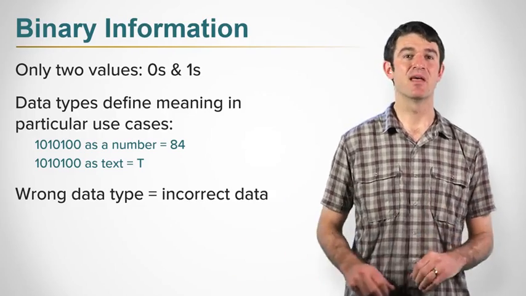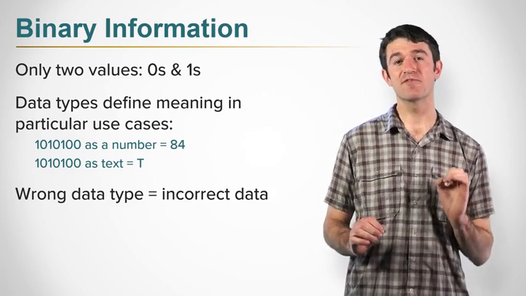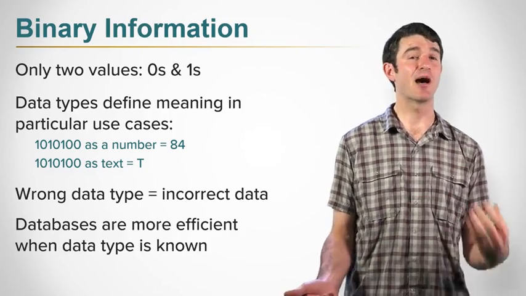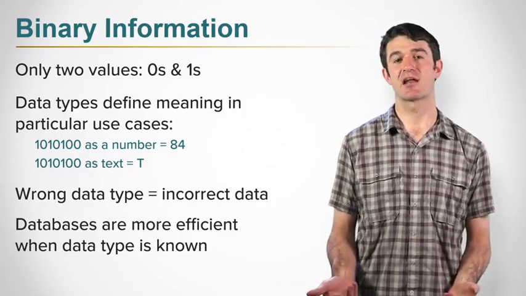So it matters which data type we consider this information to be, or else we get the wrong data, 84 versus T. It's also worth mentioning that database storage systems can operate more quickly and efficiently when they know what type of data to expect. They can optimize the amount of storage space required and the algorithms used in processing the data.